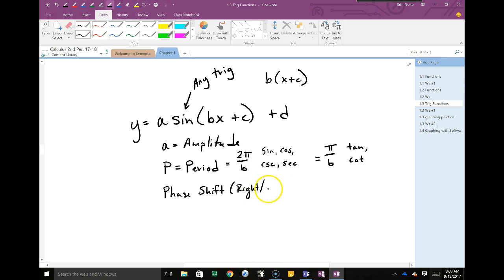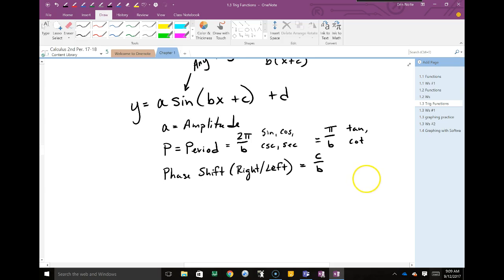Left. Okay, and to find it when you have this bx plus c scenario, you always do c over b. C over b. Now, do I need to state which way goes right and which way goes left? How do I go to the right? It's a minus, right? And to go to the left, it's a plus, right? Opposites. Okay, if you need to write that down, write it down.